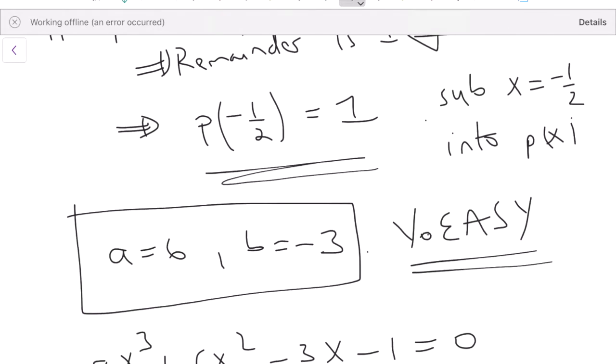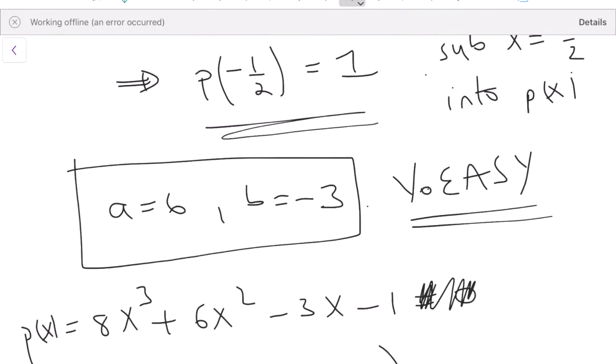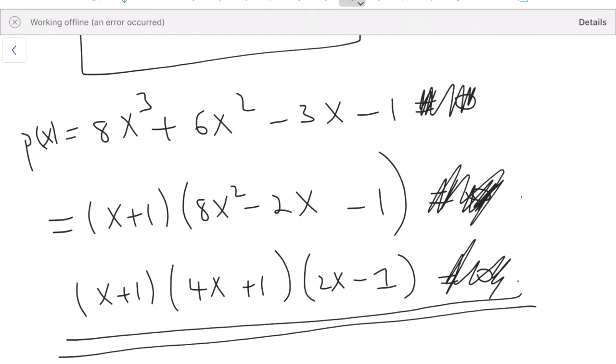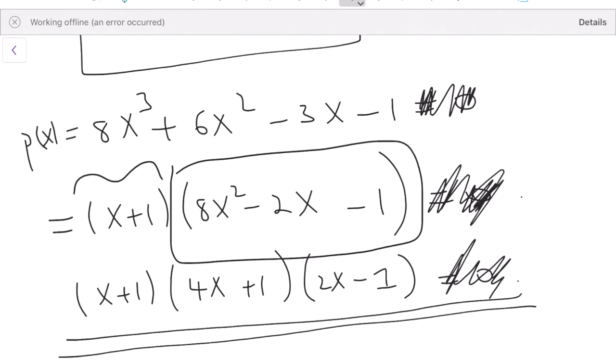Okay, so that's now p of x. Oops, the eraser is doing that thing again. And you don't need that. Right, so now how do we factorize it? Well, I don't know why I put equals 0 here, it shouldn't be here. So p of x, well, you know that x plus 1 is a factor. And then this part is found by trial and error.